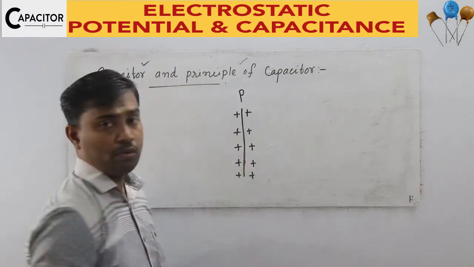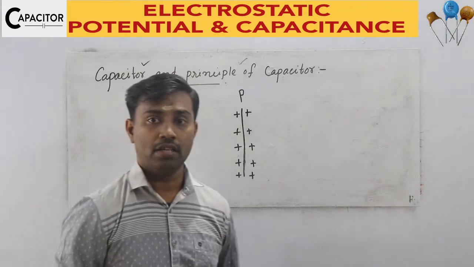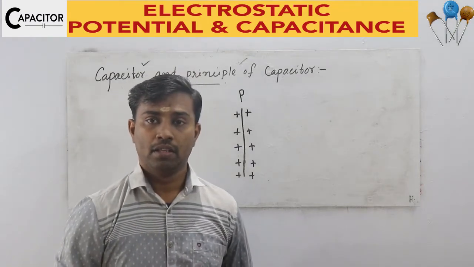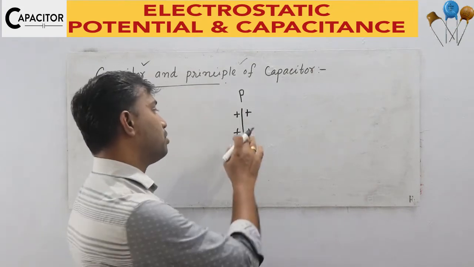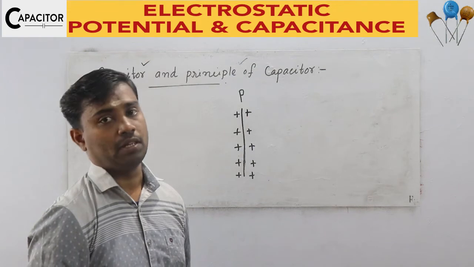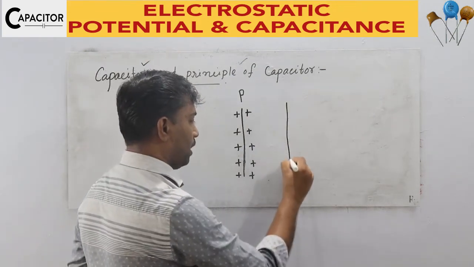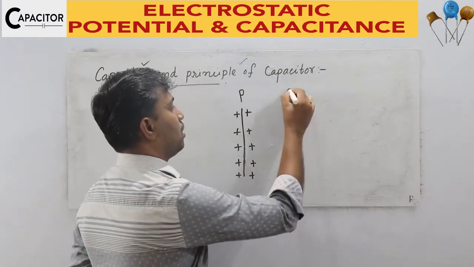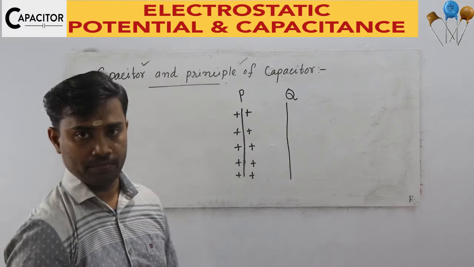Okay, so I place another metal plate. I consider another metal plate that is placed parallel to this charged metal plate. Okay, so this other metal plate we kept parallel to the first one is taken as Q. This metal plate is uncharged.